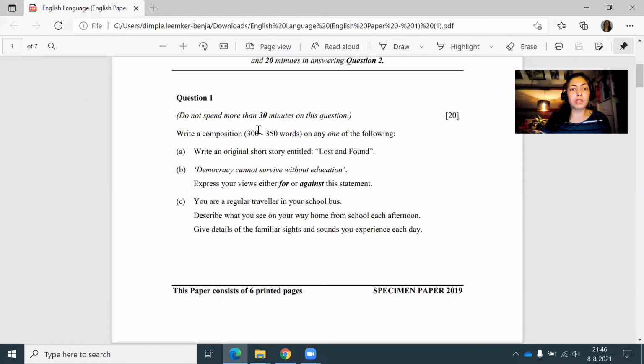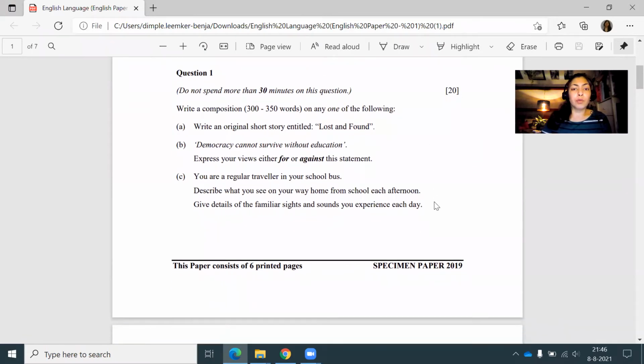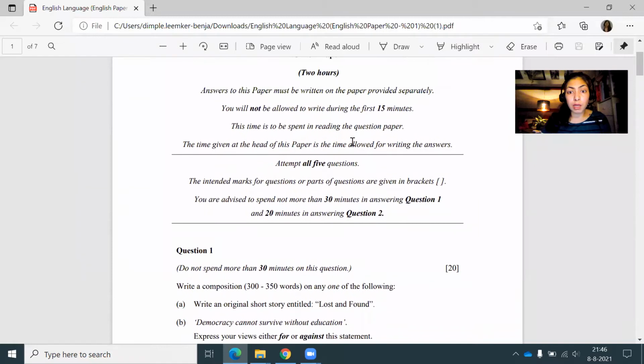Yeah. So as I said, don't spend more than 30 minutes on this question. Let's have a look at a few important things about question 1. Remember, you are asked to write between 300 to 350 words. As I said, you'll have 15 minutes to read the question paper.